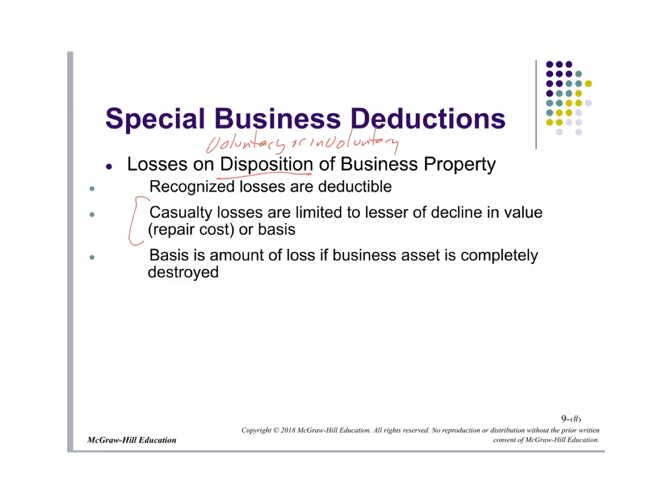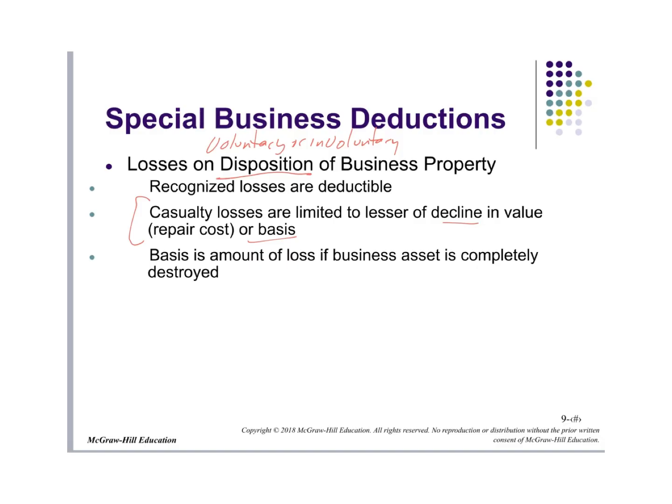So say you had a delivery vehicle that got in an accident. Okay, your casualty loss is limited to the lesser of decline in value or basis, whichever is less, obviously, and then basis amount is the amount that you get for your loss if it's completely destroyed.